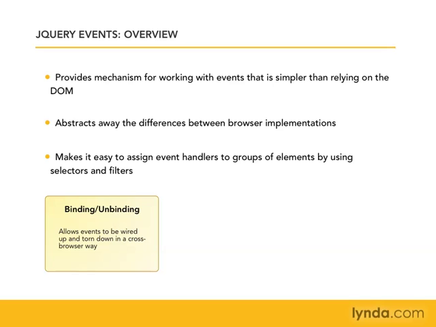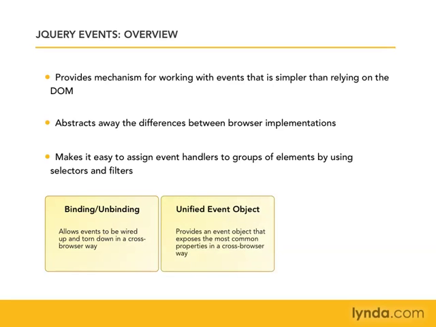The next is the unified event object. Another thing that you've probably noticed if you've done web development across browsers with modern events is that the event object is slightly different between the IE browsers and other browsers. And jQuery solves that problem by creating a unified event object that exposes the properties and methods that you use most commonly in a cross-browser way.